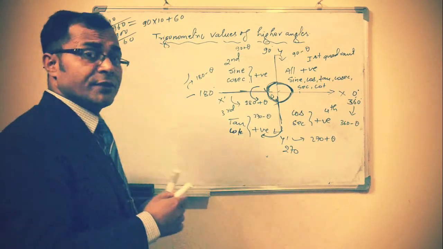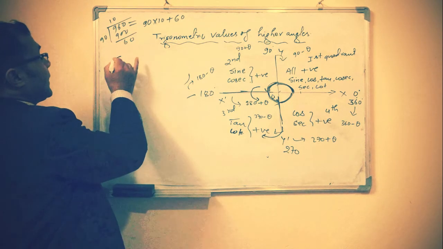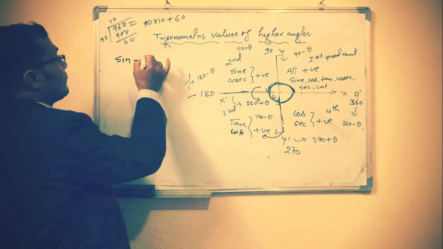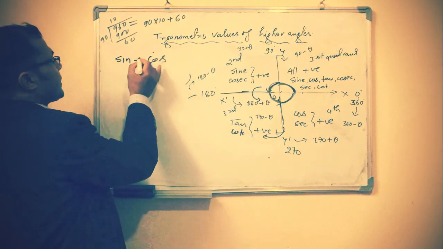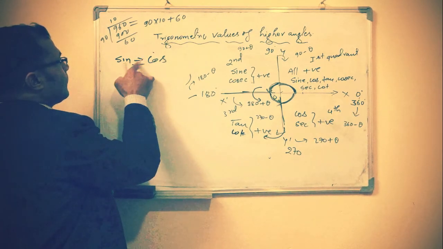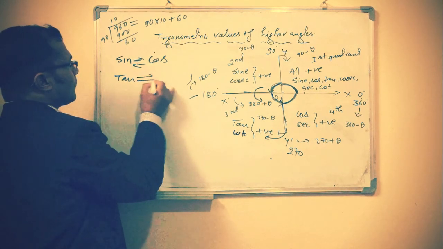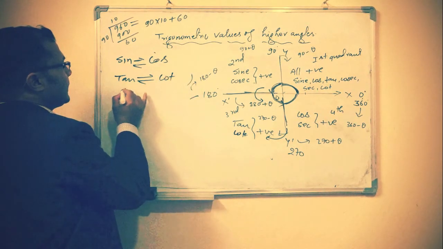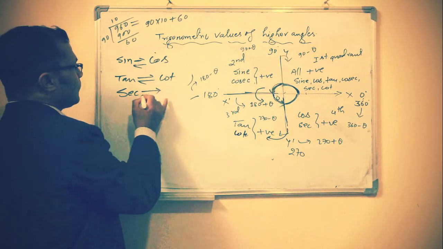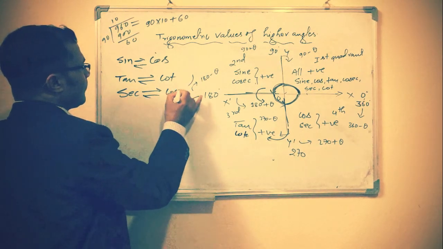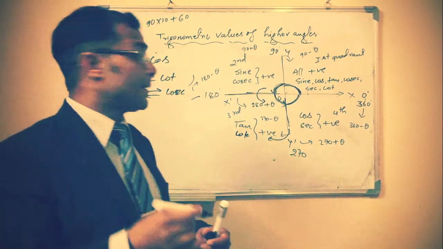You might be having confusion about what ratios we have to change. Don't be confused: sine will change into cos and vice versa, okay? Sine will change into cos, tan will change into cot, and sec will change into cosec. So these are the ways.